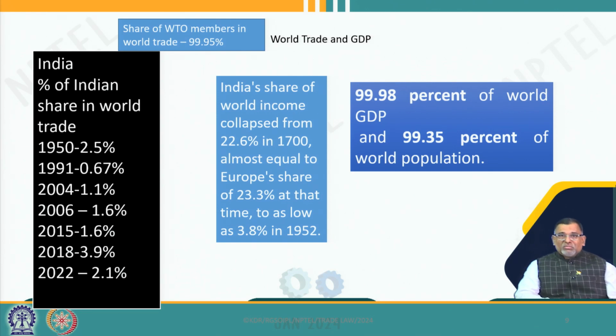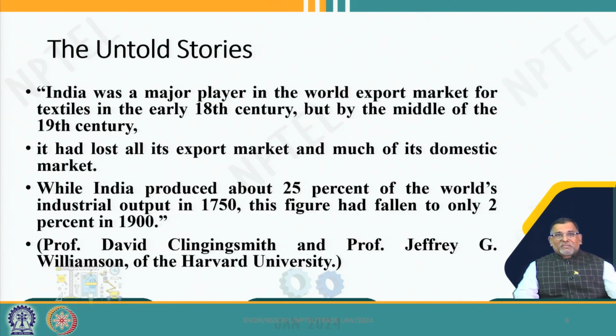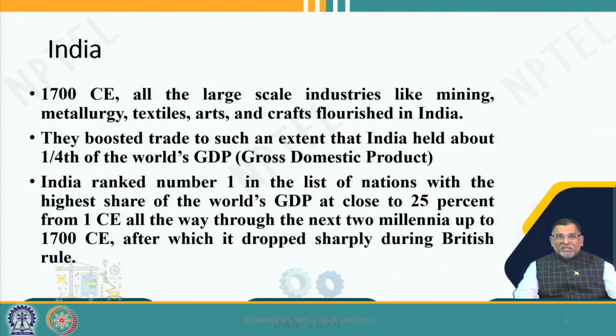Remember, now you can see that 99.98% of the world GDP is owned by 164 WTO member countries, and these 164 countries constitute 99.35% of the world population. So, what I want to say is that once upon a time India was a great country, a rich country, and how its share sharply fell from 25% to 2.5% by 1947, or I would say from 1950 up to independence, 25% to 2.5%.